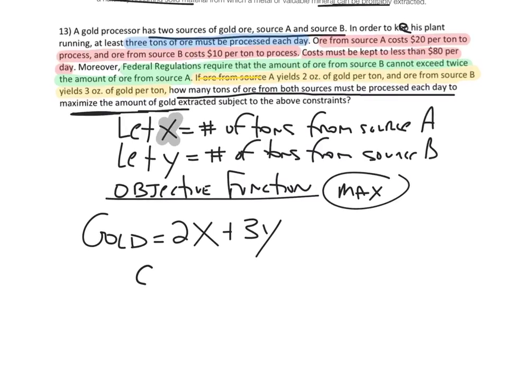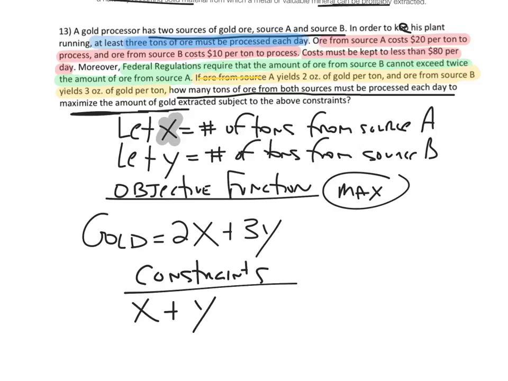Now for my constraints. Here in blue, it says at least 3 tons of ore must be processed each day. So if I take the tons from source A, which is X, add that to the tons from source B, that's Y, it must be at least 3. So at least in math is bigger than or equal to, in this case, 3. So that's the constraint that deals with the amount.